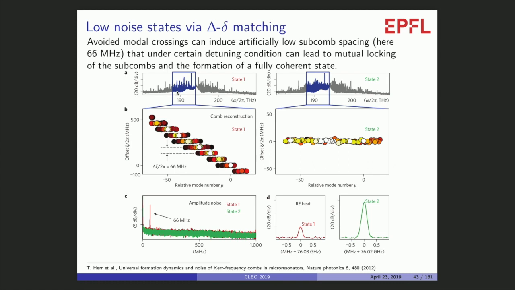But if you tune the system, what you find is that all the comb teeth in the spectrum that was generated here start to align, and you have a fully coherent optical state. And the question is, what makes a system synchronize? What's the underlying reason that a comb state suddenly transitions from multiple subcombs into a fully coherent state?